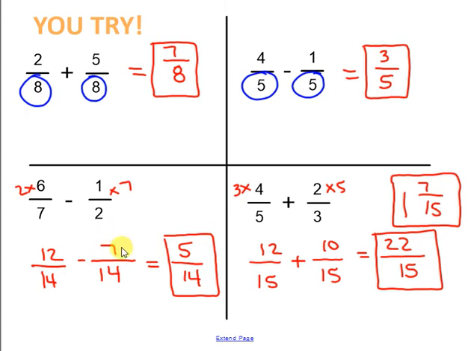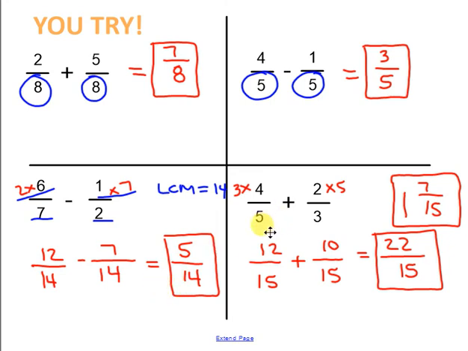Now down here I had to find a common denominator because I had a 7 and a 2. So the LCM that I found was 14. Now 7 goes into 14 two times. 2 times 6 is 12. 2 goes into 14 7 times. 1 times 7 is 7. 12 minus 7 is 5, and I brought 14 over as the denominator, and I cannot simplify that anymore.